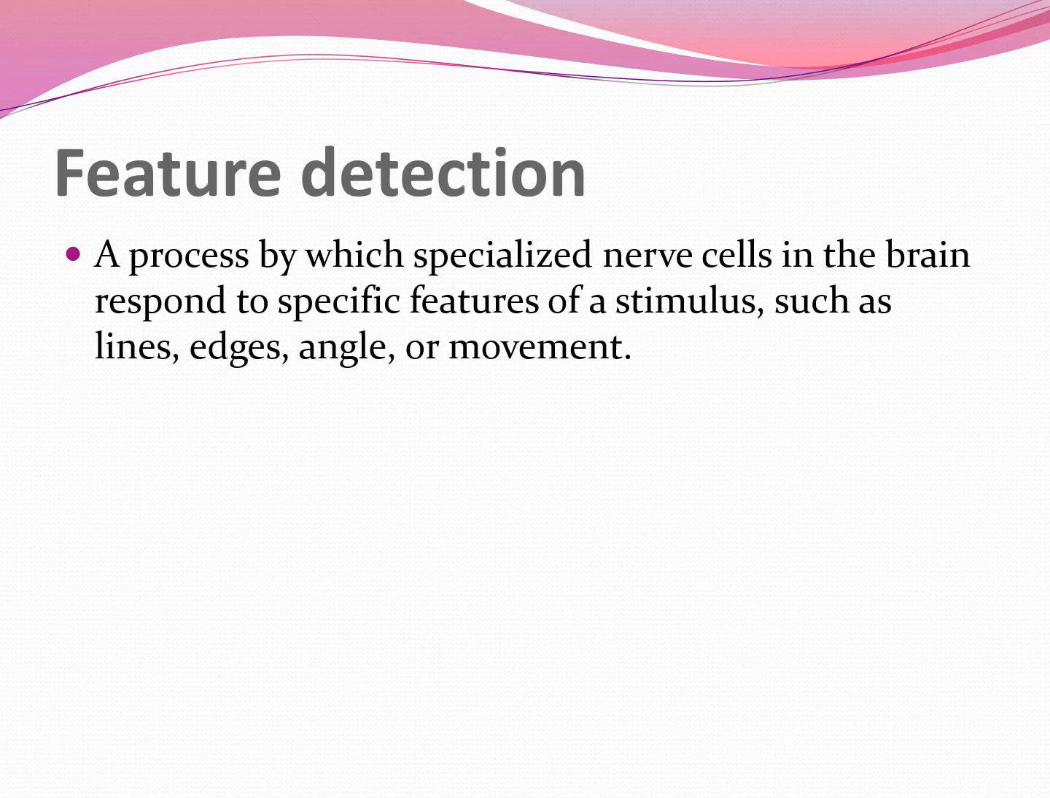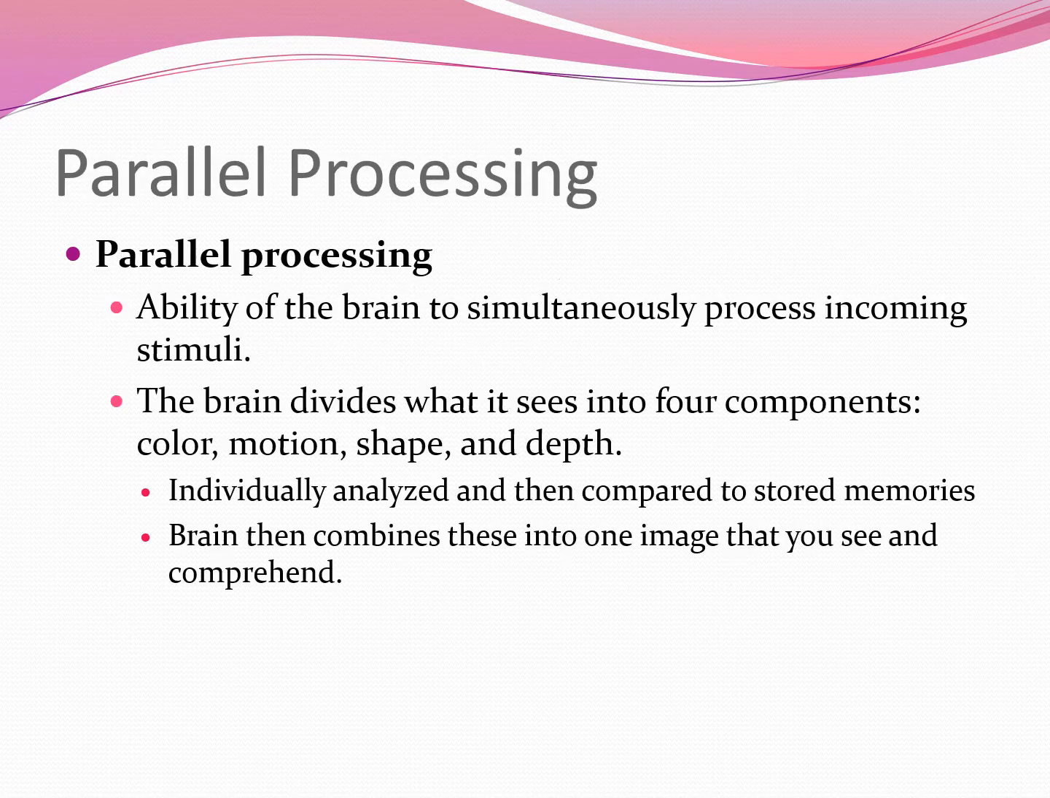Feature detection. This is just a process by which specialized nerve cells in the brain respond to specific features of a stimulus, such as lines, edges, angles, or movement. That's just a vocab word to make sure you know. And that's how we see, because they're kind of predetermined to see lines, edges, all these different things, and they put it together to get the vision that you see.